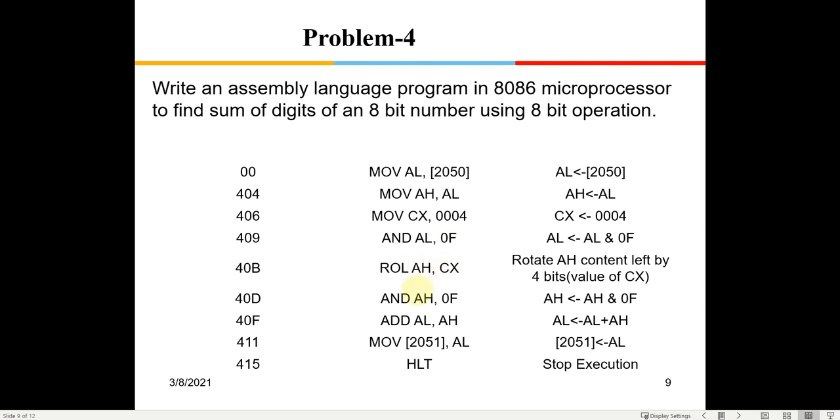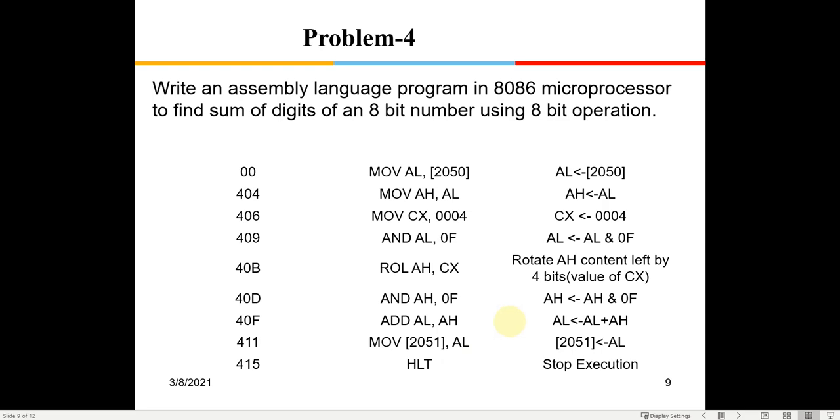So now the MSB will come into the least significant portion, and then you write an AND operation with 0F. In this case again the MSB will be masked off and only the LSB will remain. Okay, now you do a simple add operation of AL and AH, and then move the contents of AL to the required memory location. Okay, so hope this is clear.